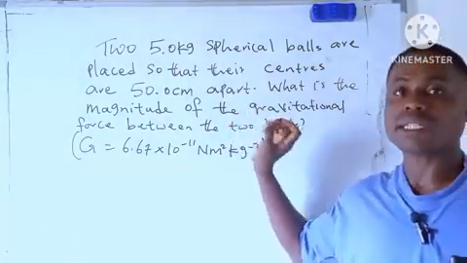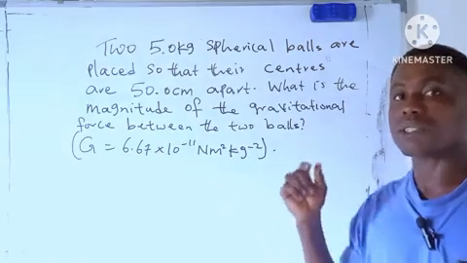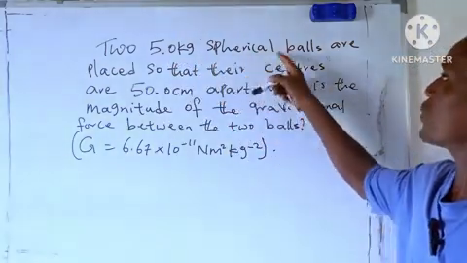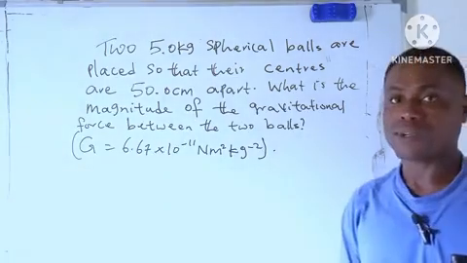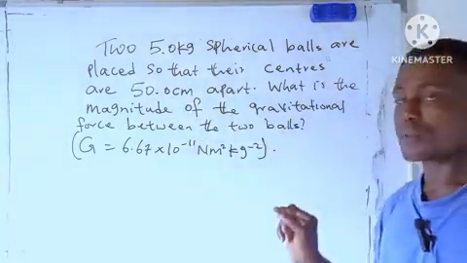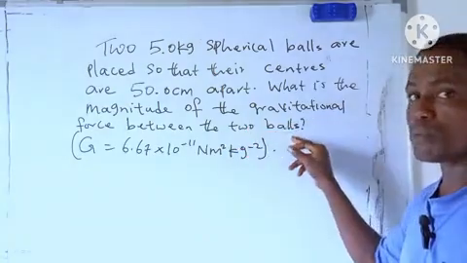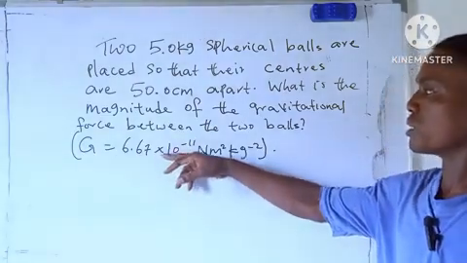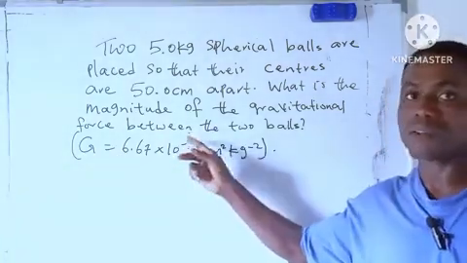This particular question is from physics under the topic gravitational field. Let's read the question. Two 5 kg spherical balls are placed so that their centers are 50.0 centimeter apart. What is the magnitude of the gravitational force between the two balls? We are given G as 6.67 times 10 raised to minus 11.